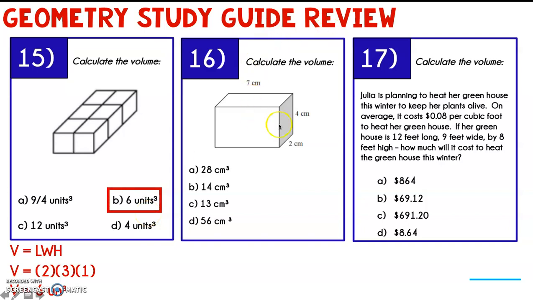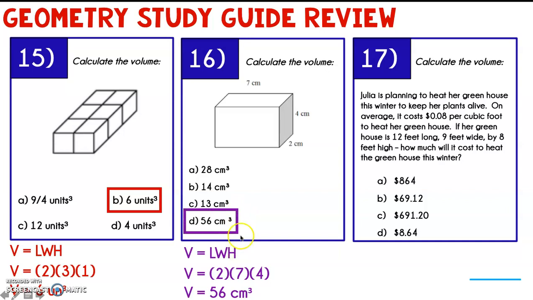Okay, so let's take a look at 16. Question 16 is another volume question. So we have volume equals length times width times height. The length is 2, the width is 7, and the height is 4. So we have 2 times 7 times 4. So our volume equals 56 centimeters cubed, because remember, all of our volume is cubed. So our answer choice should have been D.